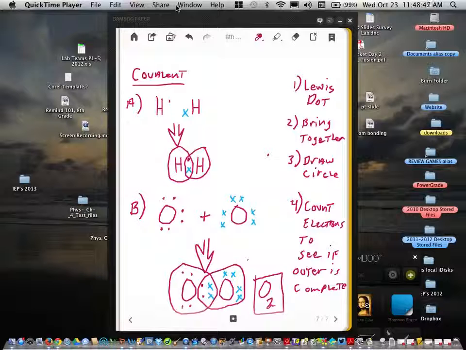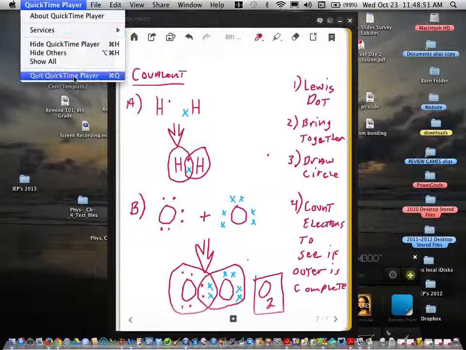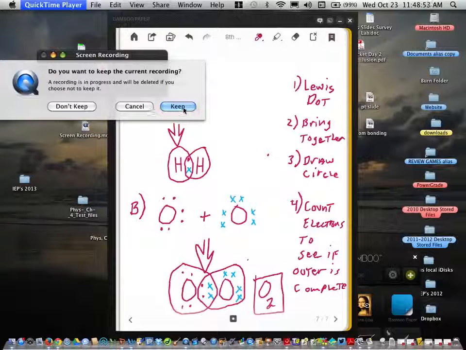Now in high school you're going to learn about metallic bonding. We're not going to do that, but you'll learn about metallic bonding in high school, which is a little bit more involved. Okay, ready for practice?